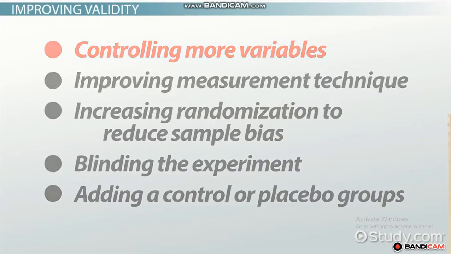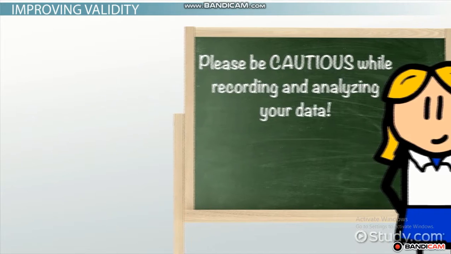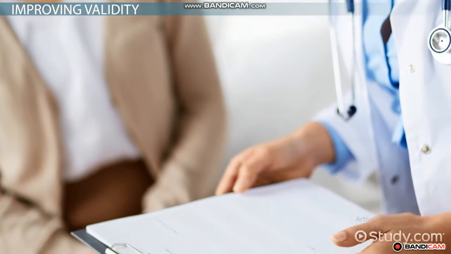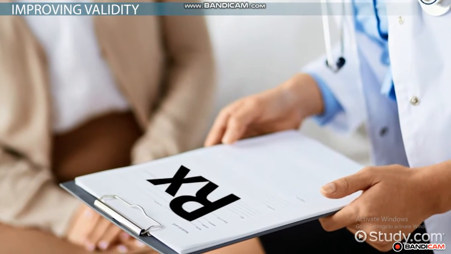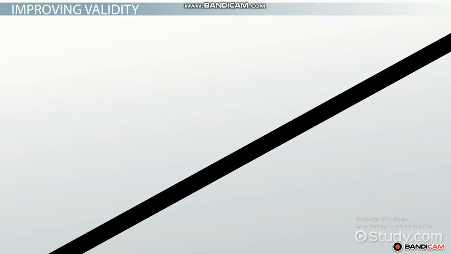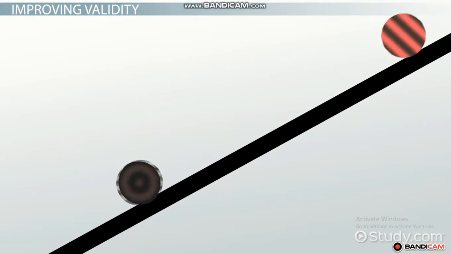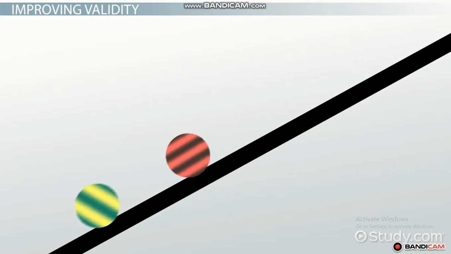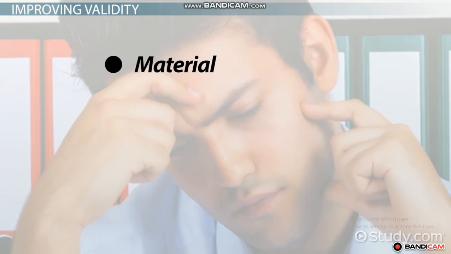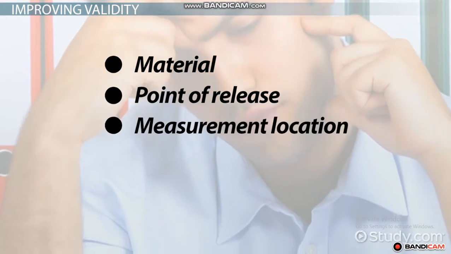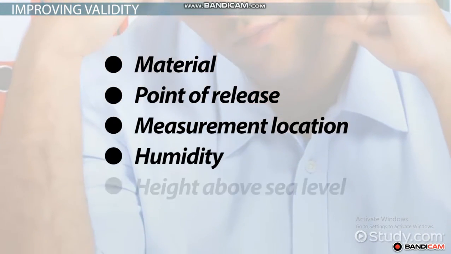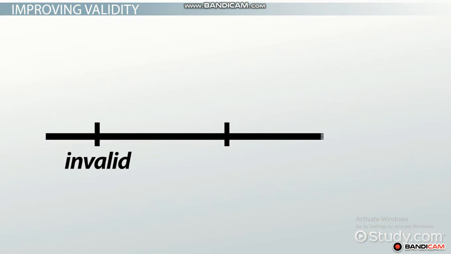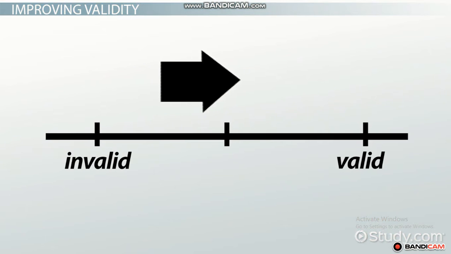Controlling more variables is about making sure as few things as possible change during the experiment. An ideal experiment is where one thing is changed and the result is looked at. Everything else should remain the same. So, for example, if you wanted to know how fast balls of different masses will roll down a particular hill, you would change the mass of the ball and keep everything else the same. You'd keep the material of the ball, the point of release, the measurement location, the humidity of the air, and height above sea level, and anything else you can think of, the same. The more you keep the same, the more likely it is that your result will be valid.